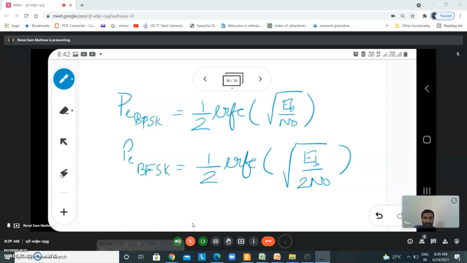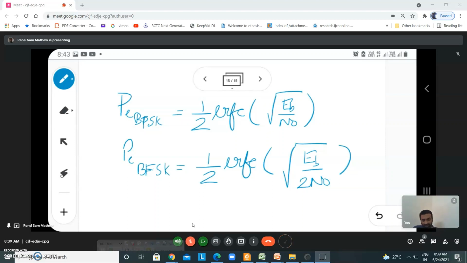So remember the special property of the erfc function: when u increases, erfc of u will decrease. Okay, so we find that inside that bracket, square root of Eb by N0 is greater than square root of Eb by 2 N0. So the probability of error of BPSK will always be a smaller value than the probability of error of BFSK signal.